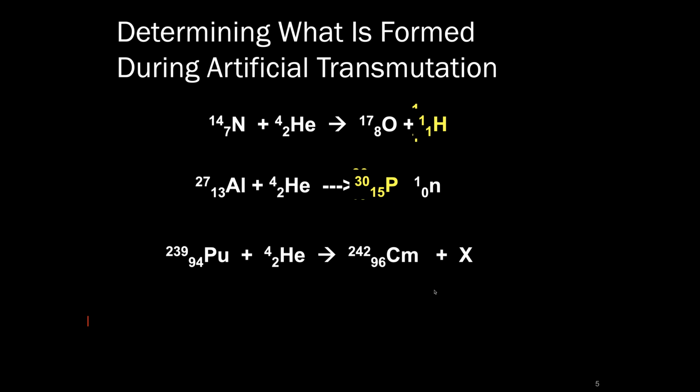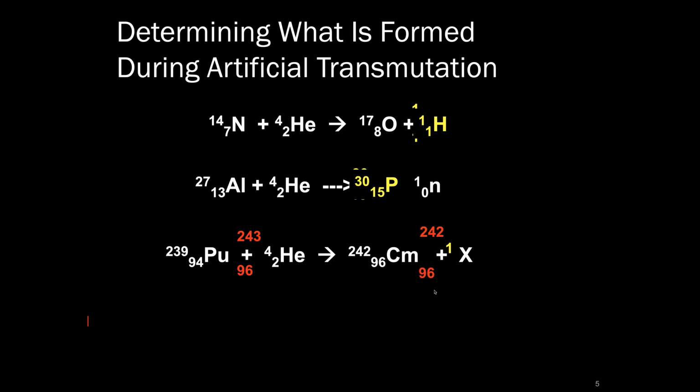Let's try another one. On the left side top, we have 239 plus 4. This adds up to 243. We have 242 on the other side. What do we have to add to that to make 243? Just 1. On the bottom left-hand side, 94 plus 2 is 96.